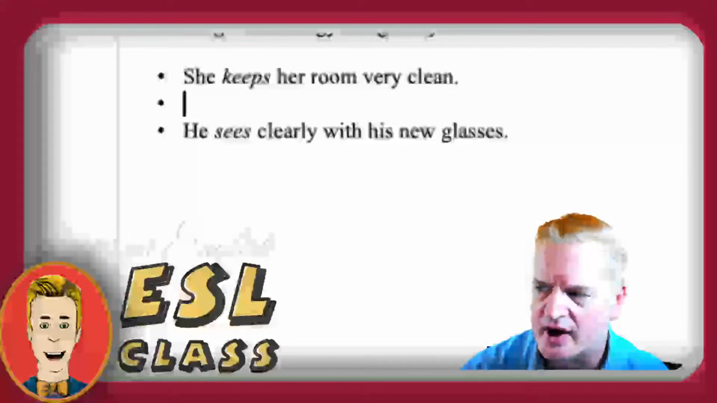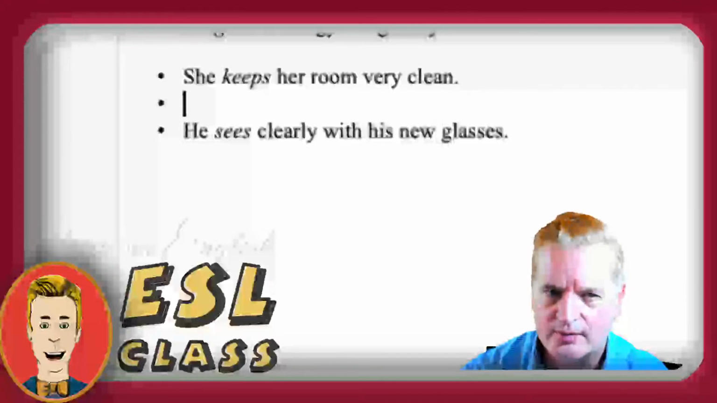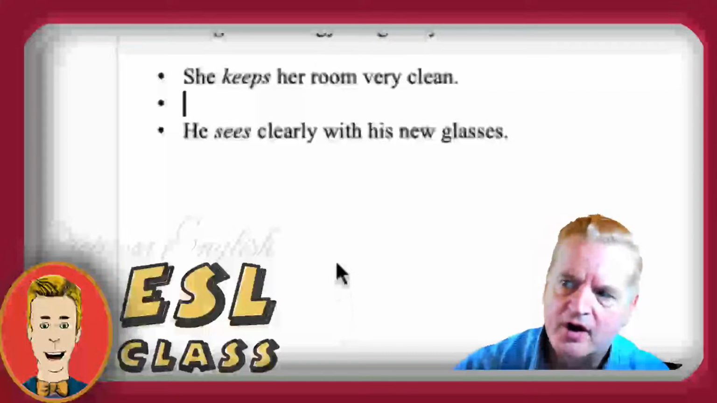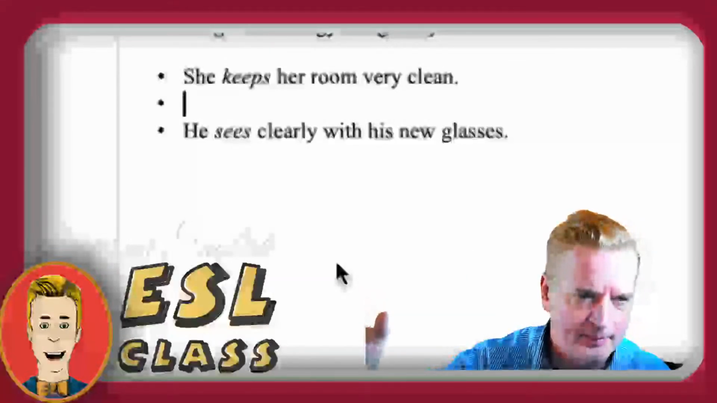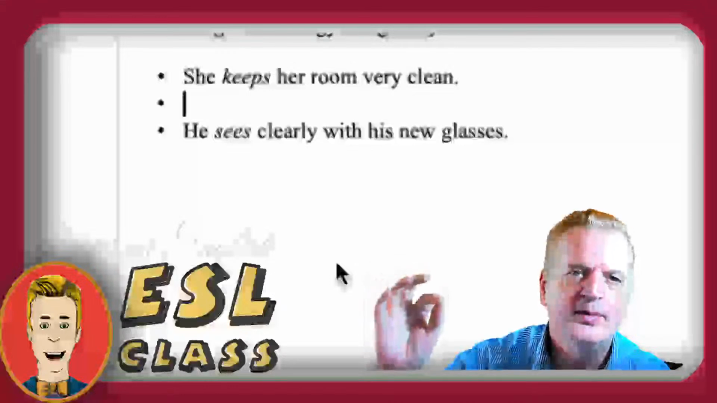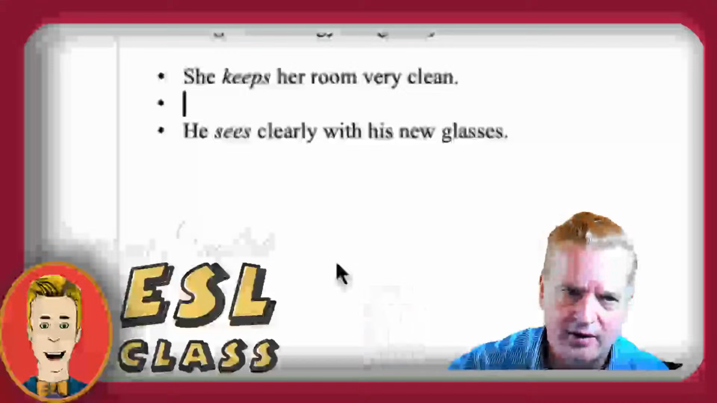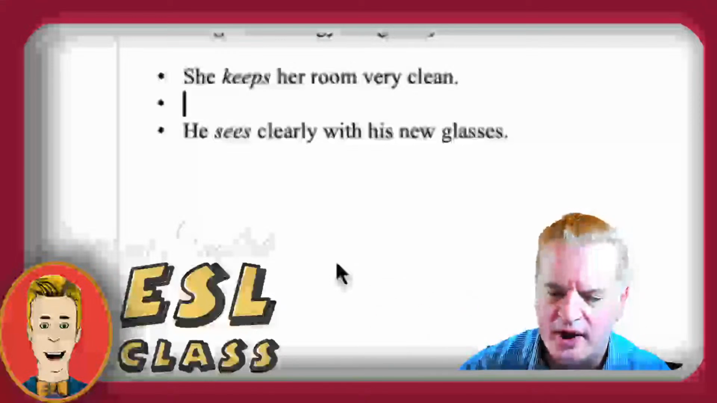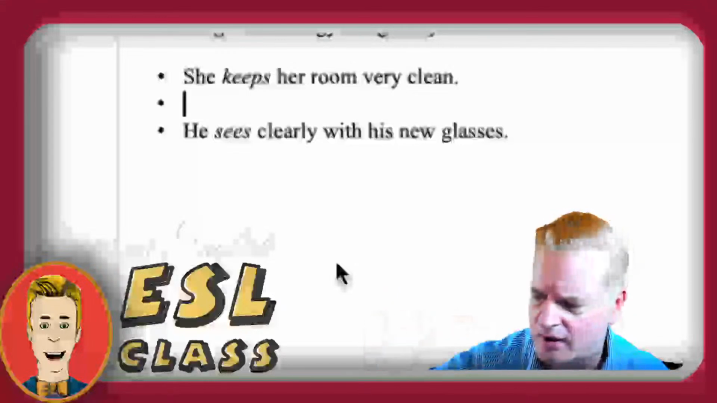Can you identify any special words? Any words where we should focus? Very. So let's make the R longer in very. Very. She keeps her room very clean. Normal very. Focus very. She keeps her room very clean.